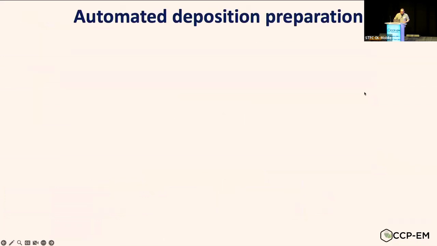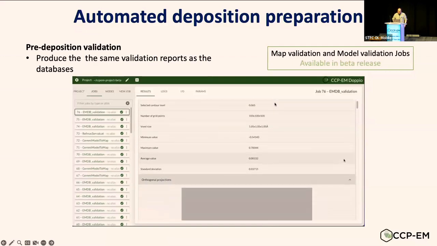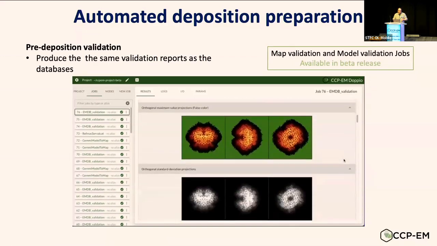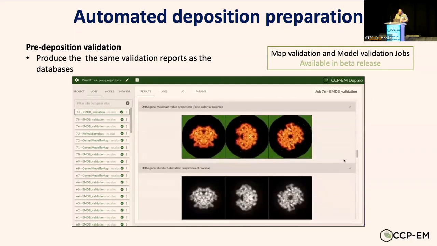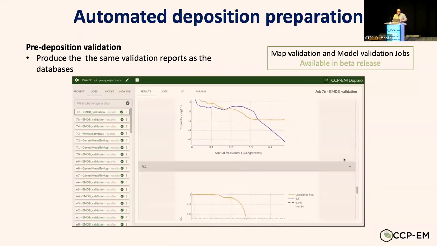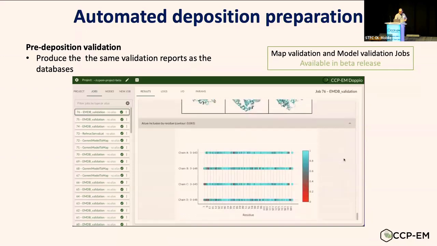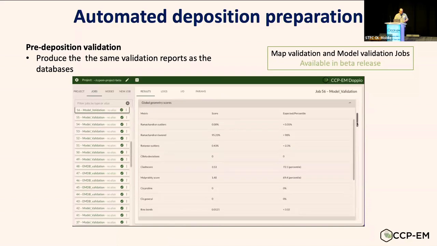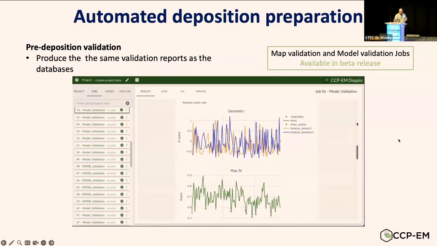And the last, and I think most requested feature is automated deposition preparation. So the pipeliner already has the feature to run pre-deposition validation. So these are the same validation reports that you'll get when you submit to the PDB and EMDB. So you can run them in the pipeliner before you actually are ready to submit your data to check that everything passes validation as you expect. So this is the EMDB validation, and this here is the PDB validation with all your MolProbity scores and everything done for you with a simple one job.